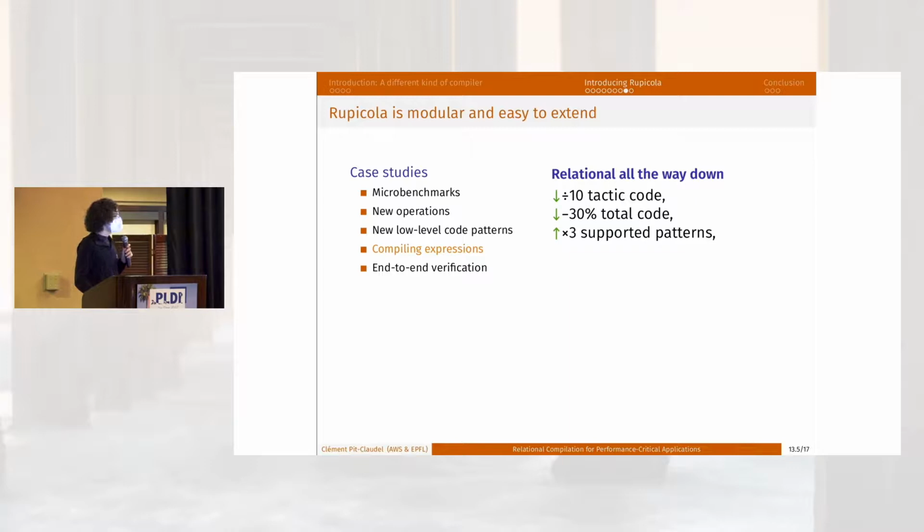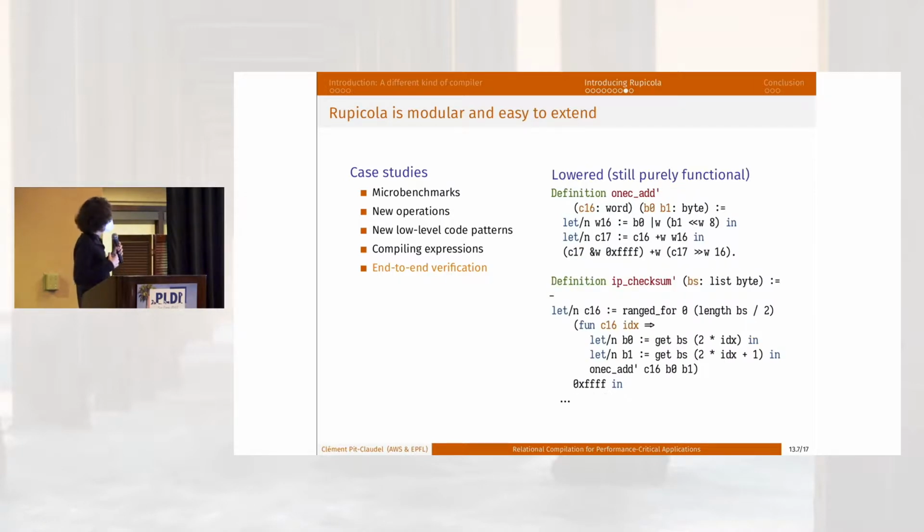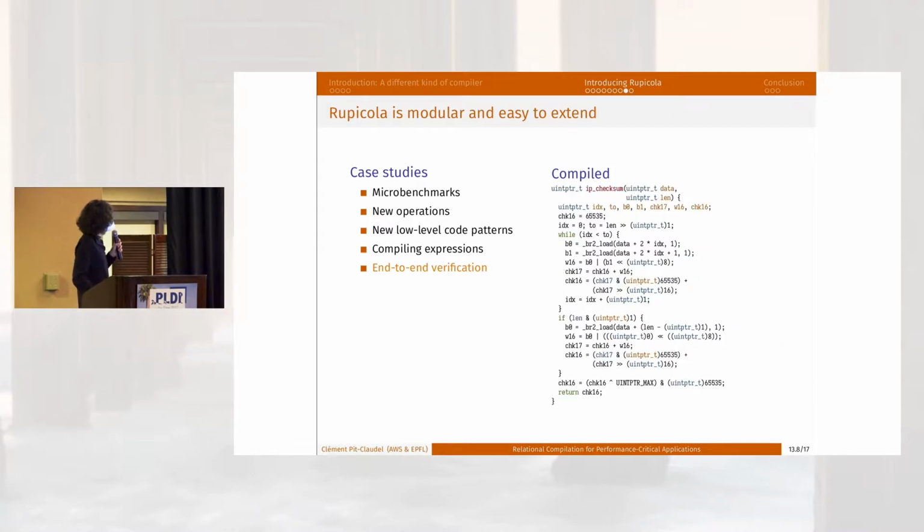We did a case study where we replaced one part of Rupicola that had been implemented as a reflective compilation procedure, and we changed it for a relational compilation procedure, and it became much, much, much easier to think about and implement. And finally, we did an end-to-end case study on a network function where we start with a high-level specification, lower it manually with proofs, but the proofs are very simple, into a lower-level functional implementation, and then actually compile it with Rupicola to imperative code and benchmark it.